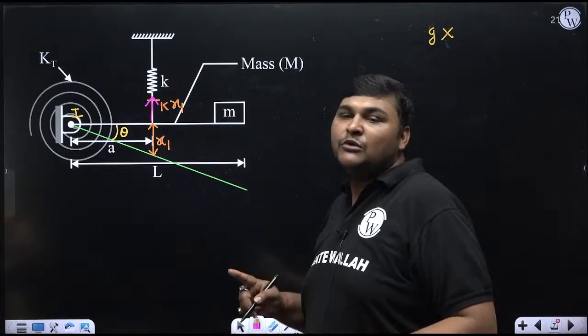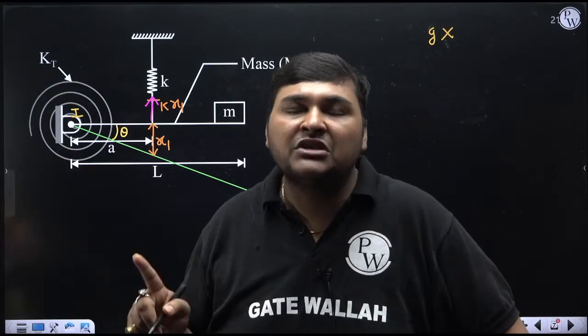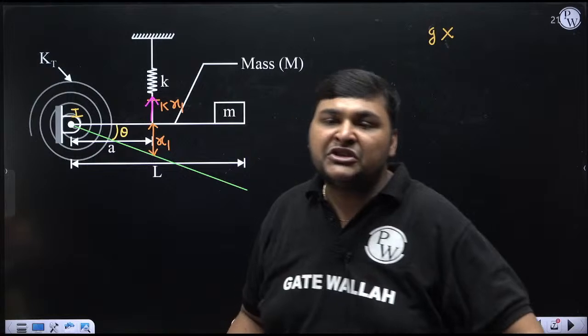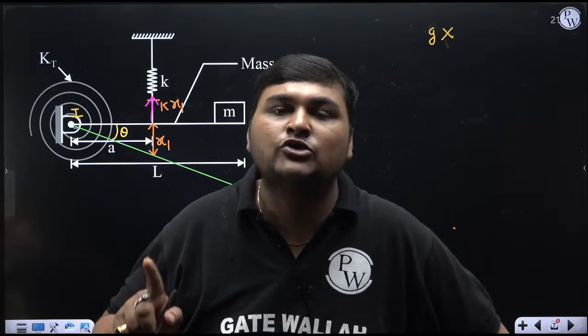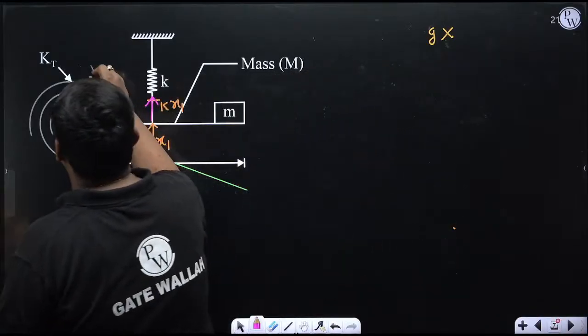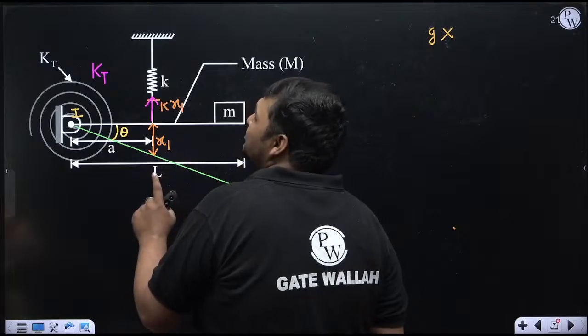Similarly, in the restoring moment, instead of K, KT will come. KT is nothing but the torsional stiffness of this torsion spring, and it is given already. And instead of linear displacement, angular displacement will come into the picture. Means instead of x or x1, theta will come. So right now you can see that the stiffness of this torsion spring is KT. So here the restoring moment will be KT into its angular displacement from the mean position.